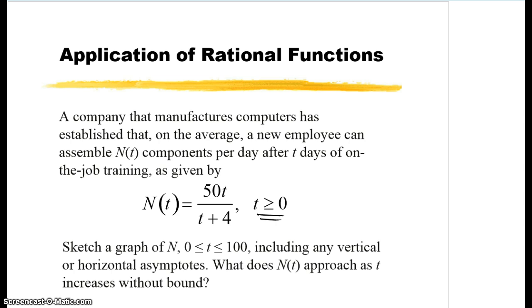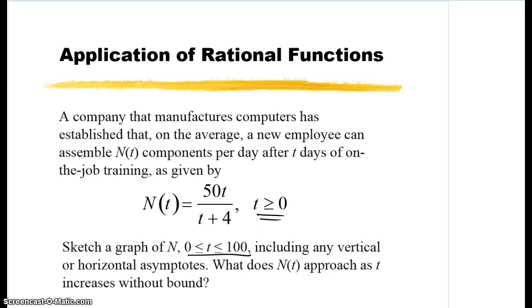They want us to sketch a graph of N on the domain between 0 and 100 for t, including any vertical or horizontal asymptotes. What does N(t) approach as t increases without bound? That's the question. What does N(t) approach as t increases without bound?